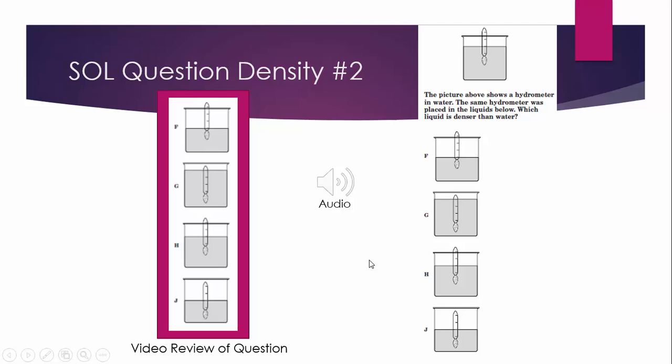In this question, you're trying to determine which liquid in the beakers supplied is going to be denser than the water. So in the picture at the top, you notice the hydrometer in the water and the level at which it's sitting in the water. Now, if you're looking for one that has a liquid that's denser, that means the liquid is going to cause the hydrometer to sit up higher or float higher in the beaker. So your best answer here would be F.